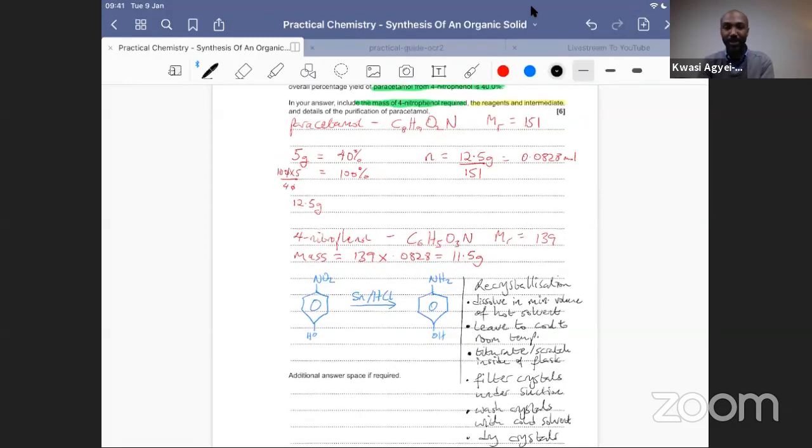Okay, so that is quite a good practical question on synthesis of an organic solid, a bit of calculation to work out how much reactant you would need to make a certain amount of your product, and then going ahead and carrying out the reaction itself. So very good practice there.